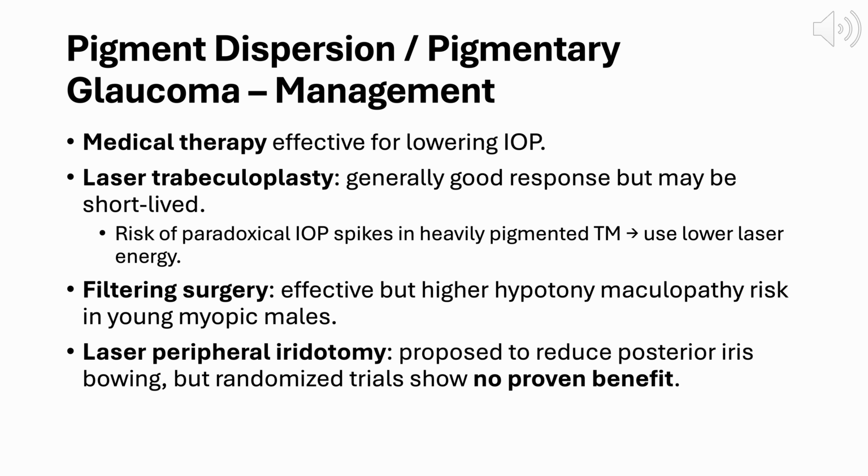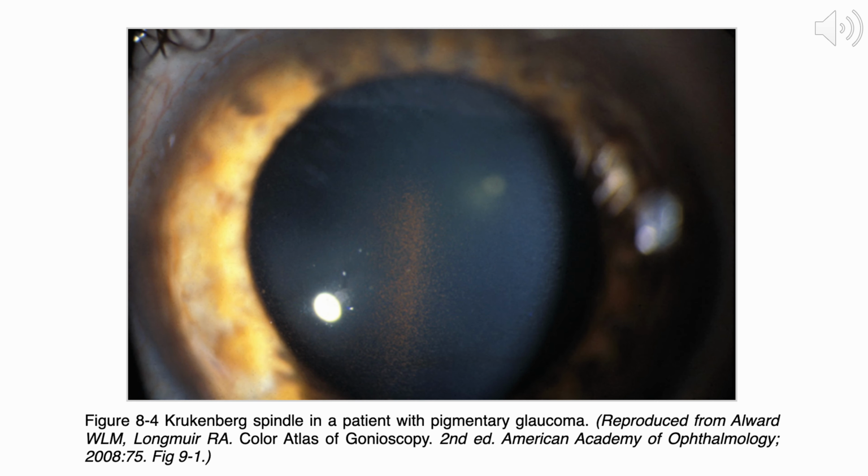Laser peripheral iridotomy has been proposed to reduce posterior iris bowing and limit pigment release, but randomized trials have shown no proven benefit, so its use remains controversial. Ultimately, the choice of treatment should be individualized, balancing efficacy with the unique risks in this patient population.